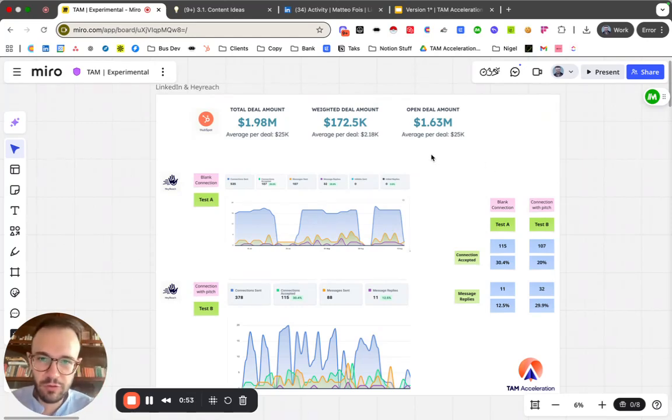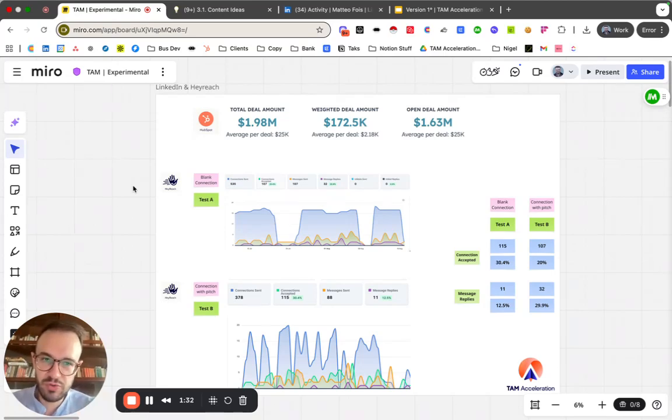Something important, I will give you the example of this client for which we generated almost 2 million in pipeline. This was in the first 3 months only. We generated 2 million in pipeline, and this is all from LinkedIn and Heyreach. We just used Heyreach and Clay to generate almost 2 million pipeline in 3 months. And the cool thing is that we ran a lot of tests through Heyreach to see exactly what was going to work better.